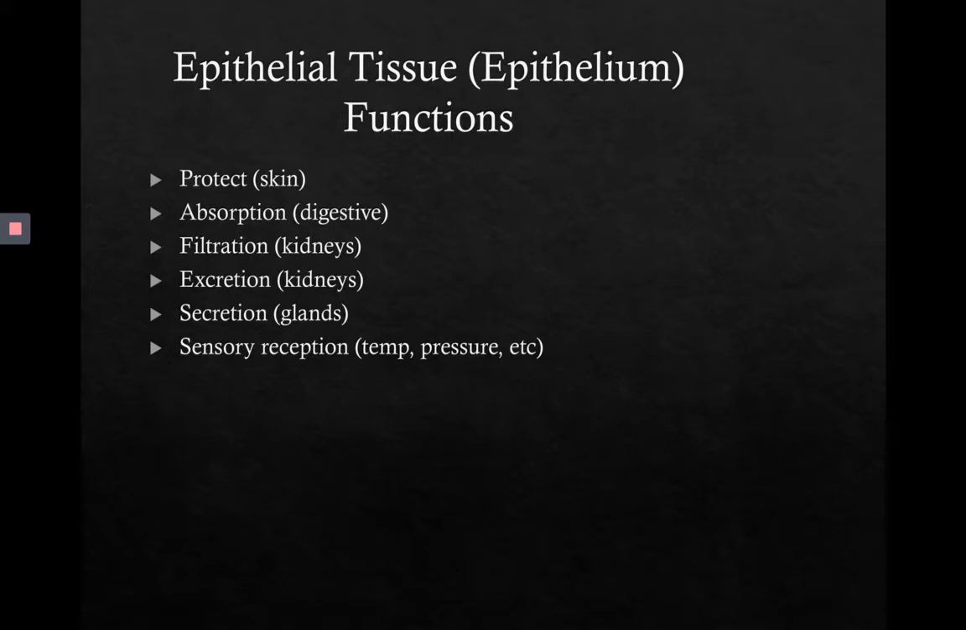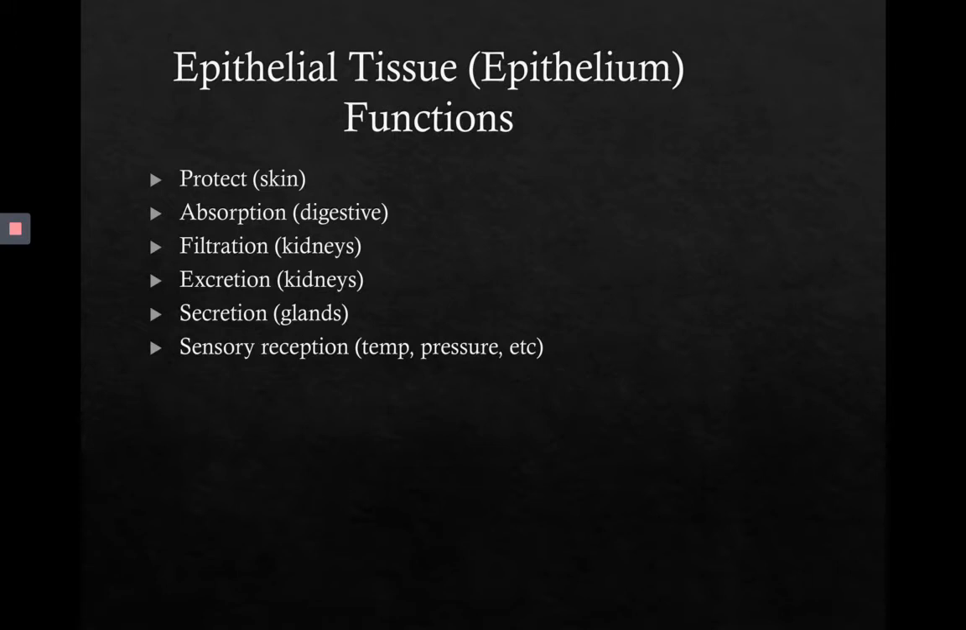Absorption. We have cells in your digestive tract, mainly in your small intestine, that are able to absorb the things your body breaks down. Filtration. Your kidneys are really big filters, essentially, and they're able to perform this via a tube structure that's lined with epithelial cells. Excretion, also the kidneys. So the kidneys not only filter, they get rid of waste products. And that tubular structure that can filter can also get rid of substances, and that would be called excretion.